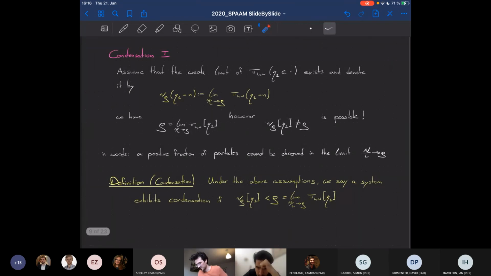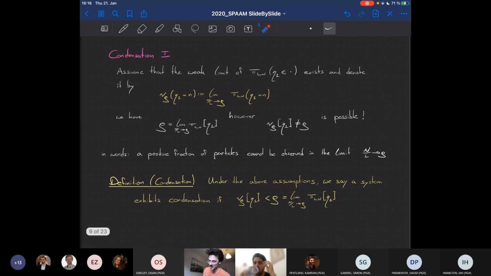So just to give a proper definition again, under the above assumptions, which was just that this weak limit here exists, we have a system that exhibits condensation precisely if we have a strict inequality here. So there are some particles we cannot observe in the limit anymore, and that means they have to be somehow on sites with a diverging number of particles.